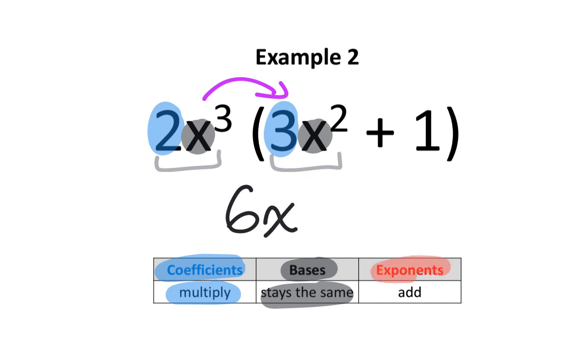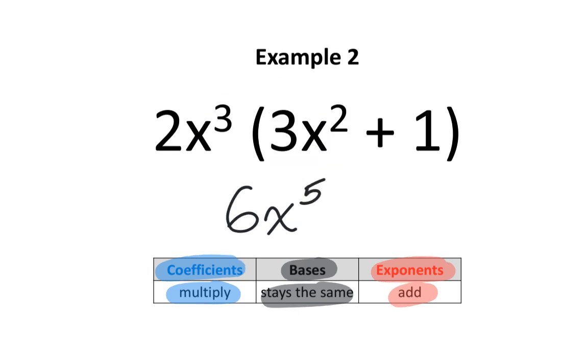Last, take a look at the exponents. This term has an exponent of 3, and this term has an exponent of 2. We want to add exponents. Therefore, 3 plus 2 gives you 5. Since that's done, we can now multiply these two terms.